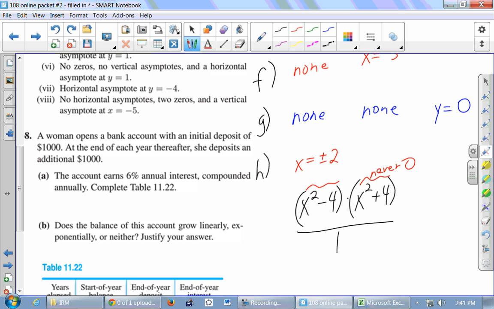Vertical asymptotes happen when the bottom is 0. It's never 0. It's always 1. Horizontal asymptotes, well, let's see. The highest power upstairs, you have to distribute in your mind. So even without doing the FOIL, you can see that the highest power is going to be 4. Downstairs, the highest power is 0. Whenever the highest power is upstairs, there are no horizontal asymptotes.